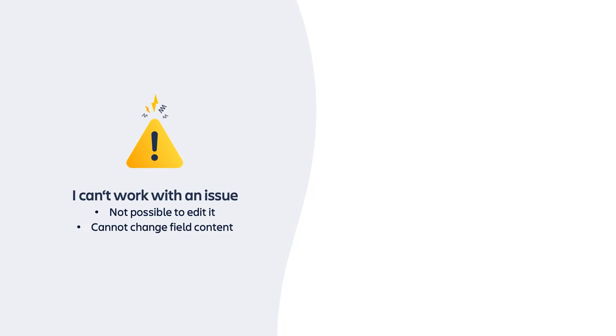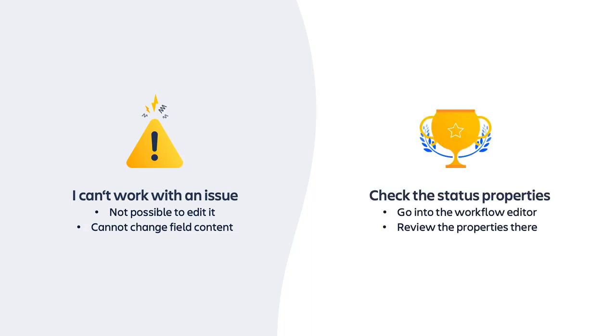Another problem related to statuses might be that you cannot work with an issue. You can't add or change what is in the issue fields, for example. We already mentioned that statuses can have properties. In this case, they might limit editing so that the current user cannot edit an issue in a certain status. This, for example, applies to the closed status in default Jira workflows. To see if this is the case, check the workflow of the affected issue and the properties of the affected issue status.